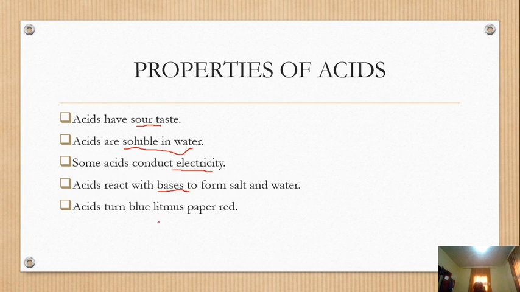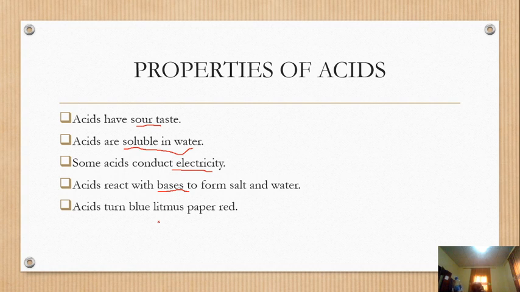Litmus paper is a small paper of two forms: one is red and one is blue. Suppose you have a substance which is as clear as water and you don't know whether it is a base, an acid, or neutral. Neutral means it's neither acid nor base. When the substance is clear, we don't know which it is.